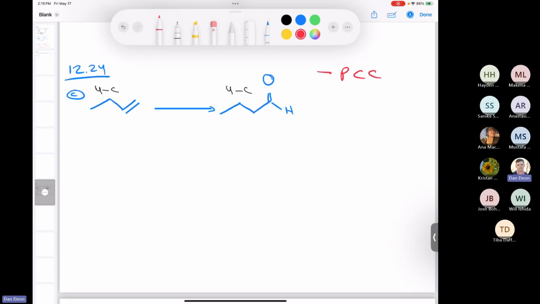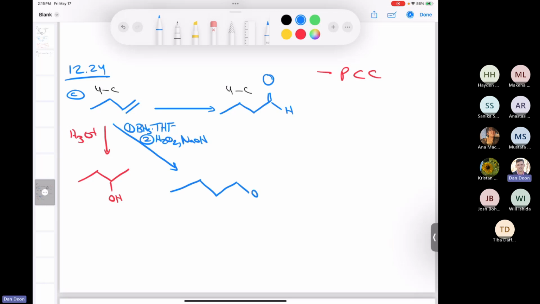The problem with just using H3O plus is that's going to give us a Markovnikov addition. So that would give us this alcohol. We don't want that alcohol, right? We want the primary alcohol. So we're going to have to treat it with BH3 and THF, right, followed by hydrogen peroxide and sodium hydroxide. And that is going to give us the primary alcohol, this guy. There you go. Then you could treat that with PCC, right? And that's going to work.